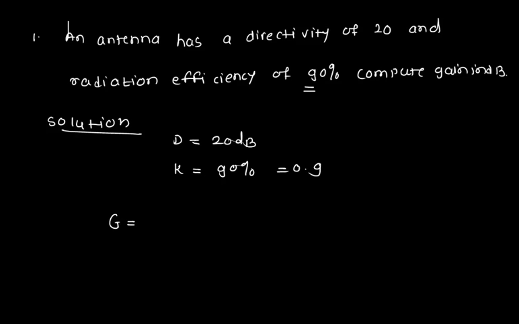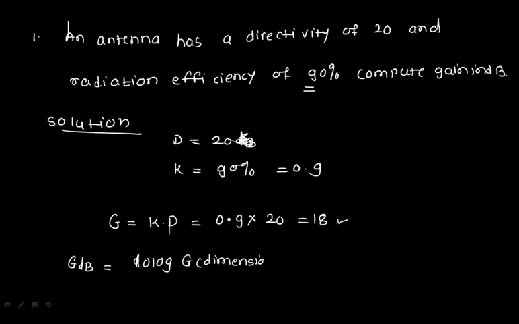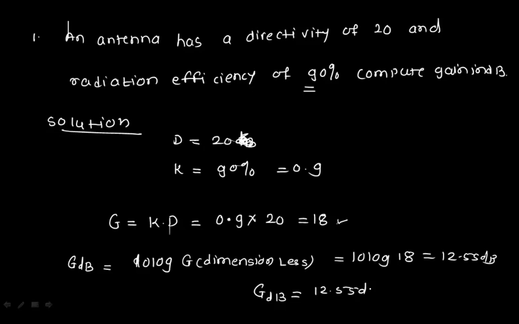Gain is nothing but K into D. It's very straightforward. So 0.9 into 20 comes to 18. Sorry, they have not given it in dB, it is unitless. So gain is 18. If I need to get this in dB, it will be 10 log of this particular gain, which is a dimensionless quantity. So 10 log of G, which is 18, I get 12.55 dB. So gain in dB is equal to 12.55 dB.